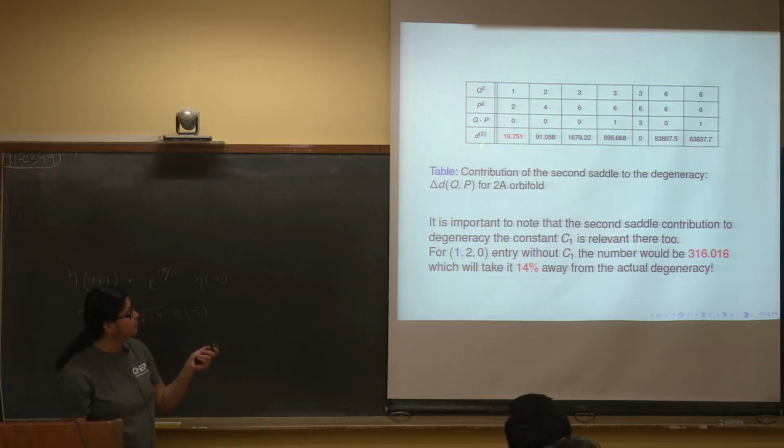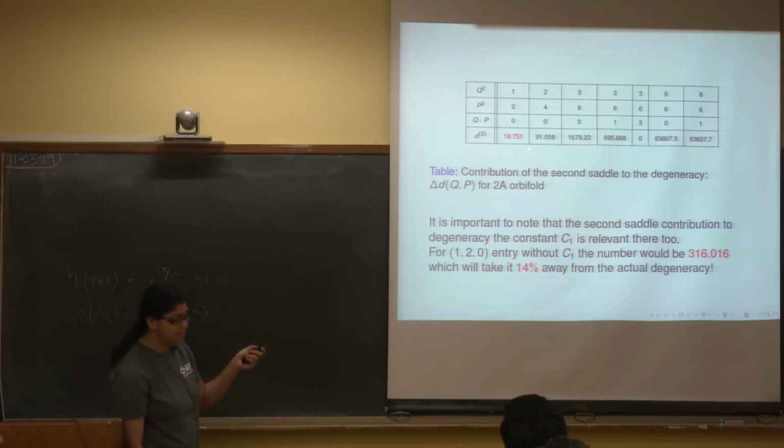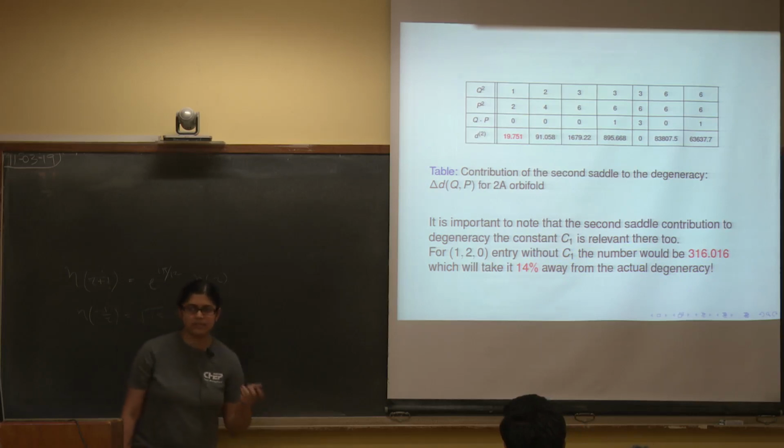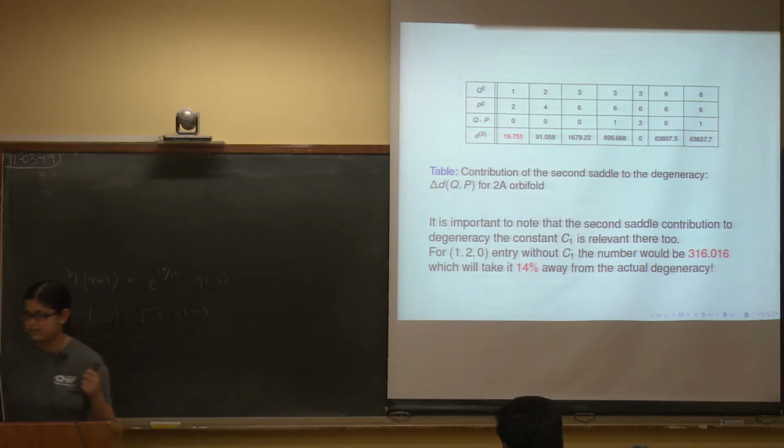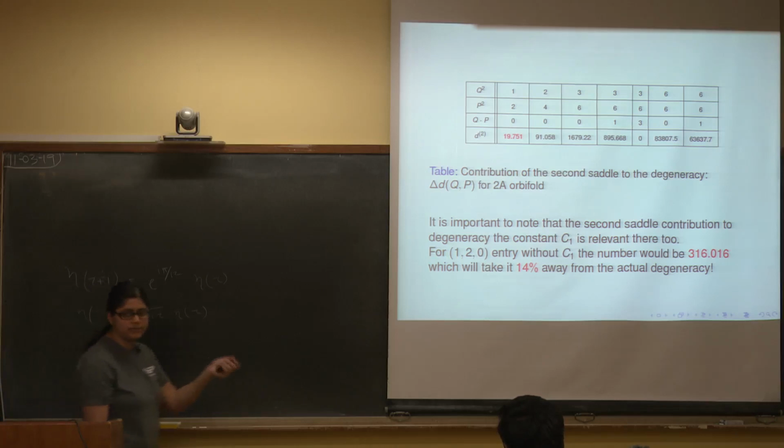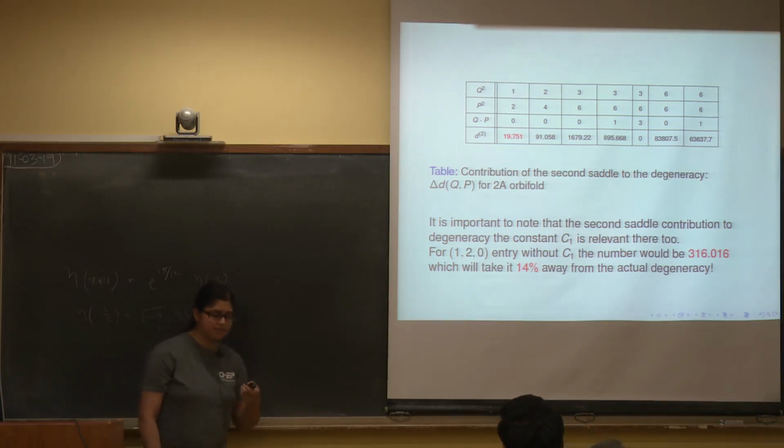With the constant, you actually have the degeneracy, not the entropy, but the constant is relevant because for one entry I computed that if you ignore the C1, it becomes 316, which is about 14% of the actual degeneracy. So the contribution will be huge if you do not take the C1 value, and this is the same C1 which goes to all the different saddles, all the subleading saddles.